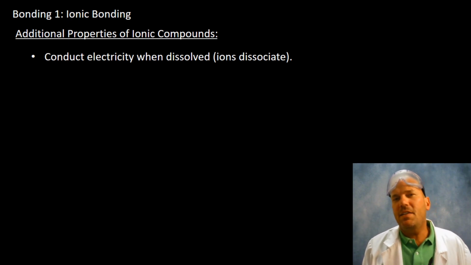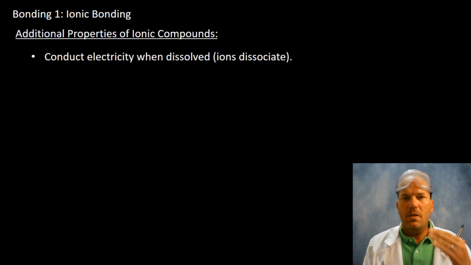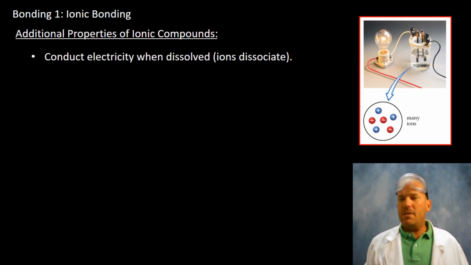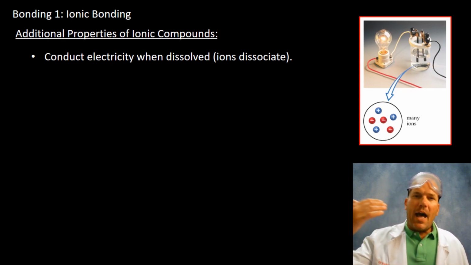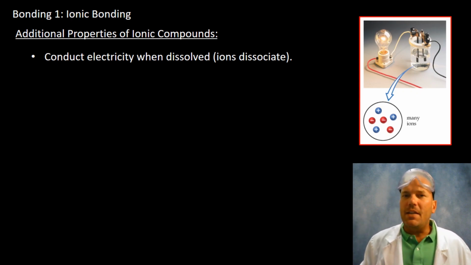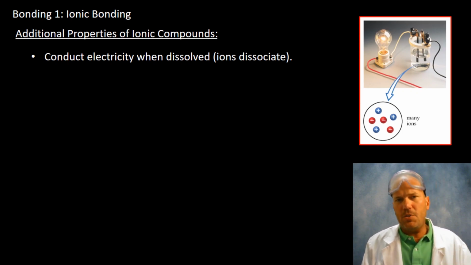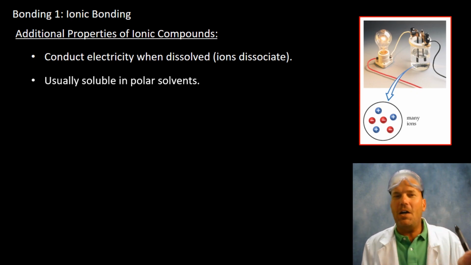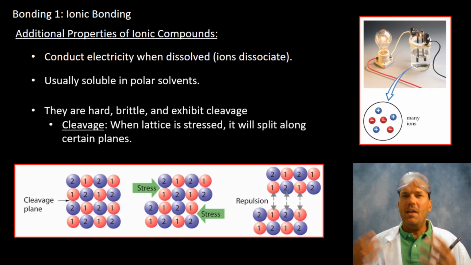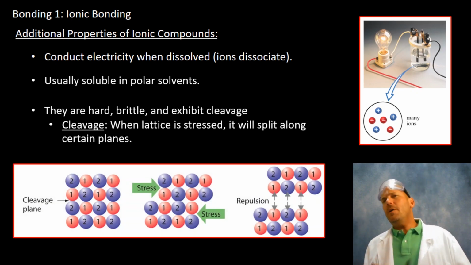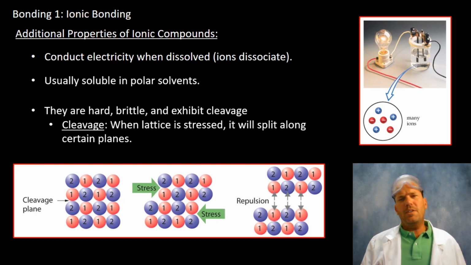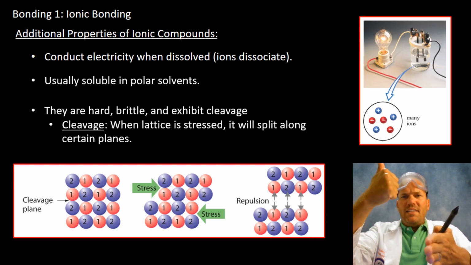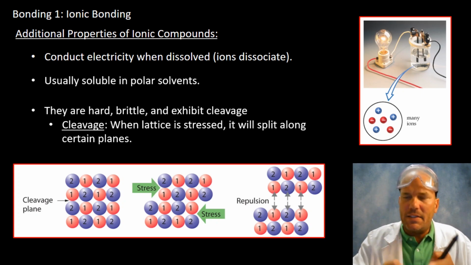Here are some final notes I'd like to discuss about ionic properties. All right, one, when these are dissolved in an aqueous environment, a solution like water, the ions dissociate, and for that reason, electricity can be conducted in this solution. They are usually soluble in polar solvents, and we're going to talk a lot about that in this unit. Ionic compounds are hard, they're brittle, and they have something called cleavage, which means when they are stressed, the crystal lattice structure will basically split or cleave along certain planes.